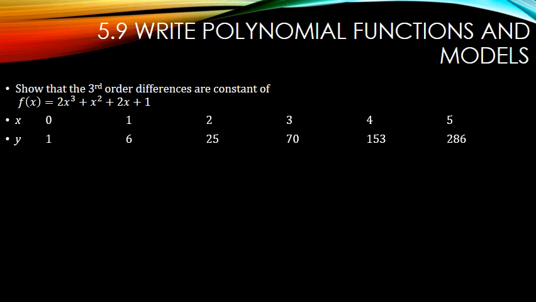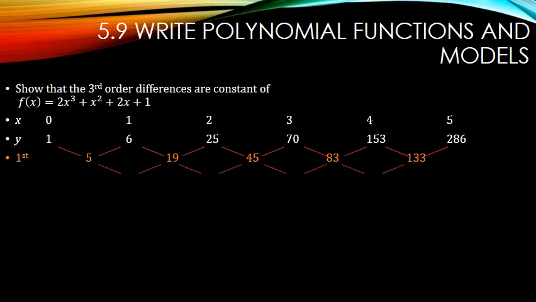And then we're going to subtract the y values. So 6 minus 1 is 5. 25 minus 6 is 19. 70 minus 25 is 45. 153 minus 70 is 83. 286 minus 153 is 133. So that's our first order. Now those are different, so let's do the second order.